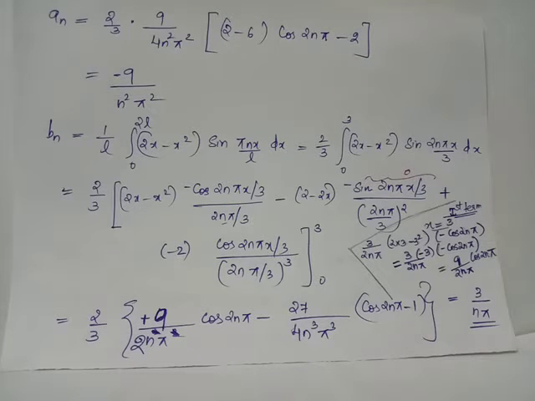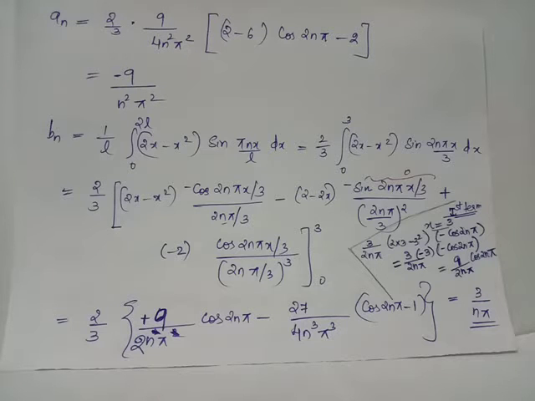Bn equals 1 by L integral 0 to 2L f of x sin pi n x by L into dx, where f of x equals 2x minus x square and L equals 3 by 2. We have the upper limit 2L equals 3. Here we will perform the integration using integration by parts.